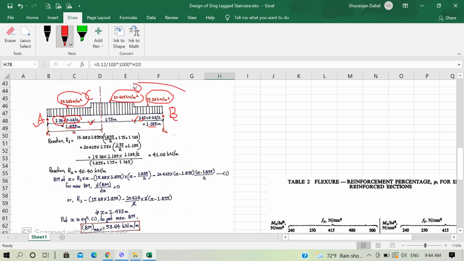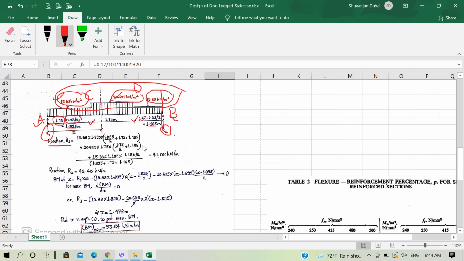These three loads are the uniformly distributed loads acting on our staircase slab. We can use the equations of statics to determine the reaction. First, I have determined reaction R1 here by taking the moment about B. So if you take the moment about B, R2 will not give any moment. The moment will be given by these three loads and R1. So you can use that equation of statics.